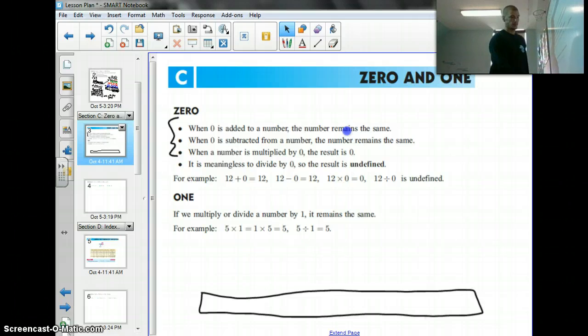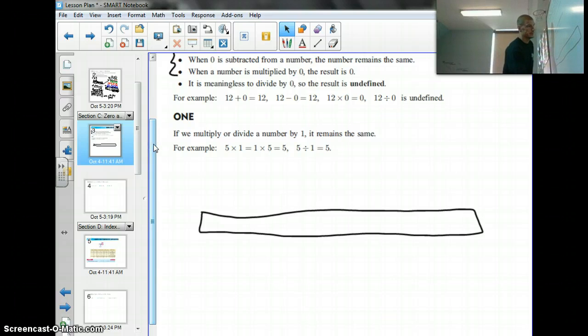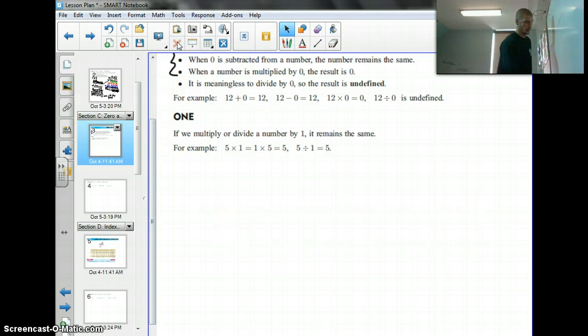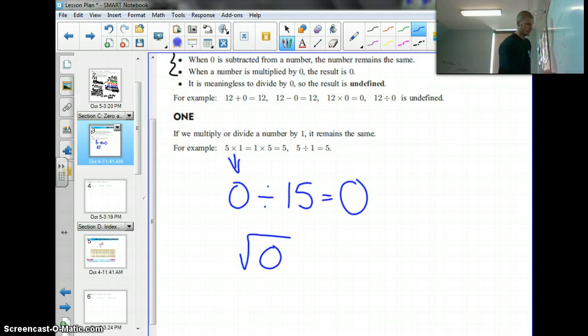I don't know why I drew that, but the last little part is dividing. When you divide by 0, for example, if we take 0 and divide it by any number, like 15, my solution is always going to equal 0. When the number is on the left-hand side of the division, or inside the little hat for the division, your solution is always going to be 0.